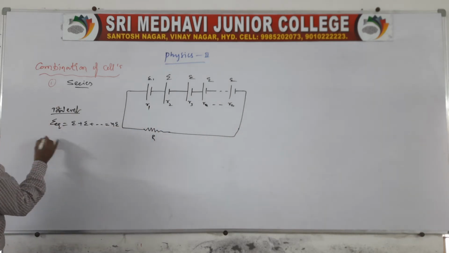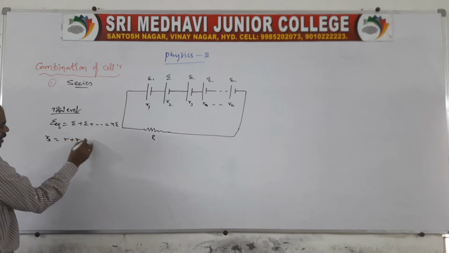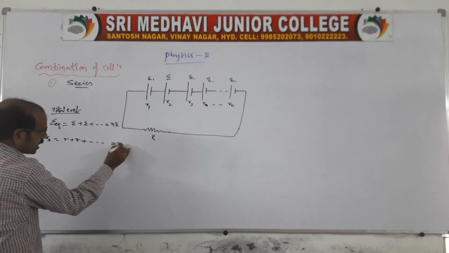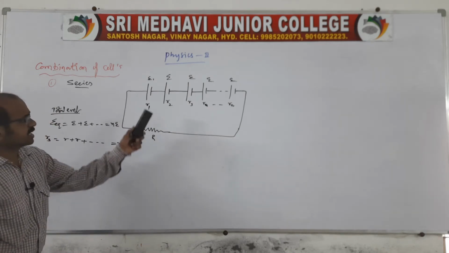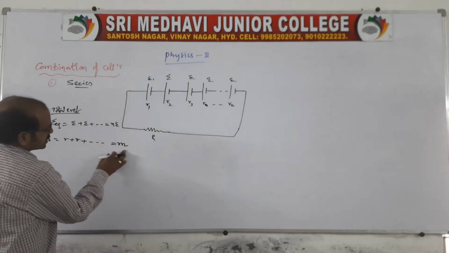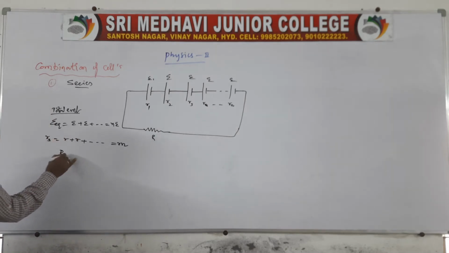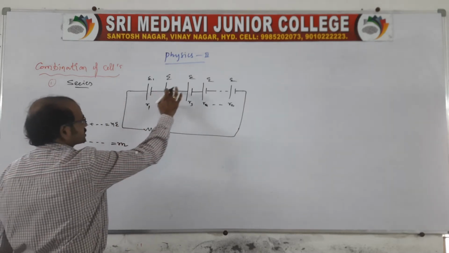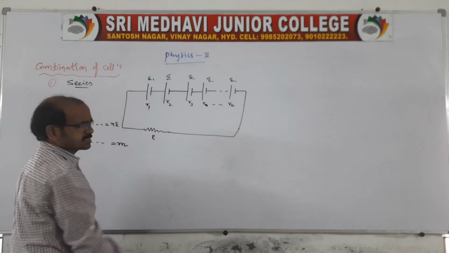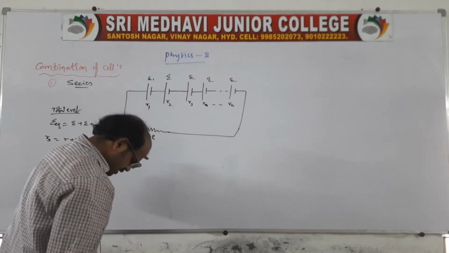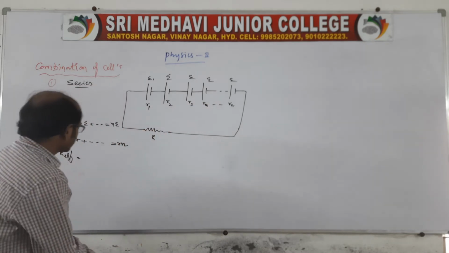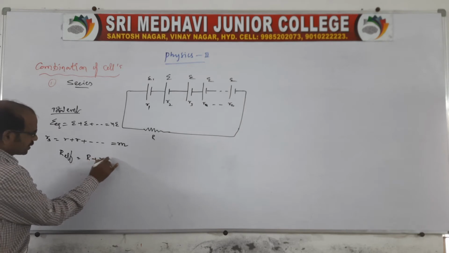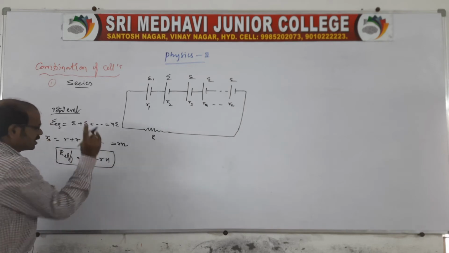Now go for the resistance, that is the internal resistance. So Rs is equal to r plus so on up to, equal to nr, because n number of cells are connected in series, and therefore their internal resistances are in series. What will be the total effective resistance? All these internal resistances are connected to the external resistance in series. So you say capital R plus nr. This is the R effective.